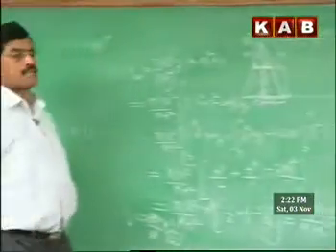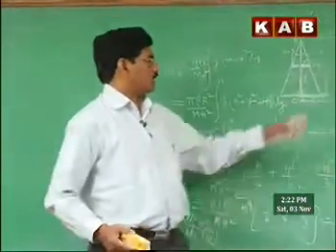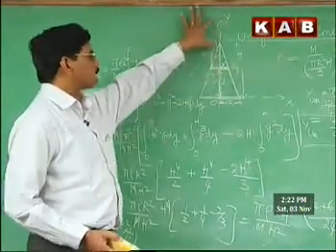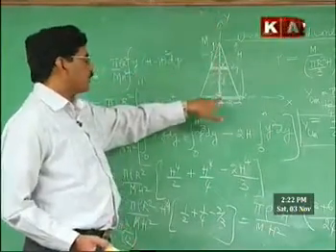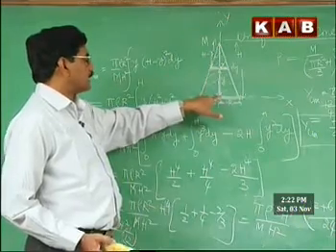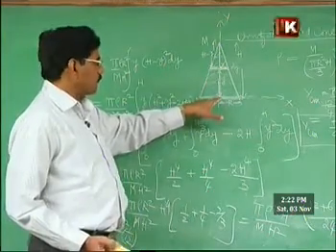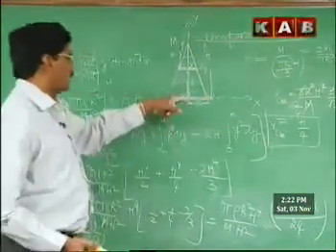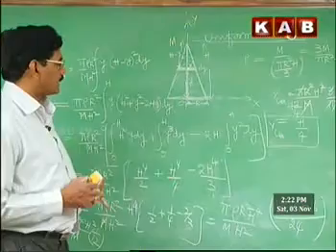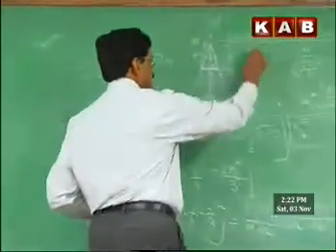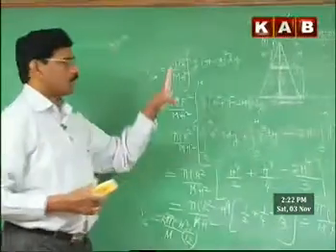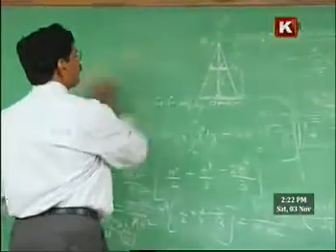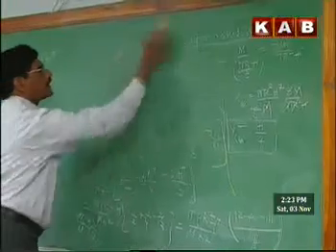So, the center of mass of a uniform solid cone whose axis is along the y-axis, and whose base center is at the origin, is on the y-axis, at a distance h by 4 from the base. The center of mass height is h by 4. That is the height of the center of mass. That's how we calculate the center of mass of a solid cone. Next we go for center of mass of a solid hemisphere.